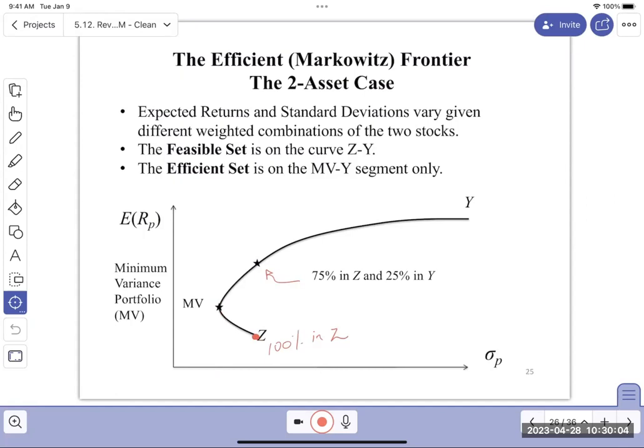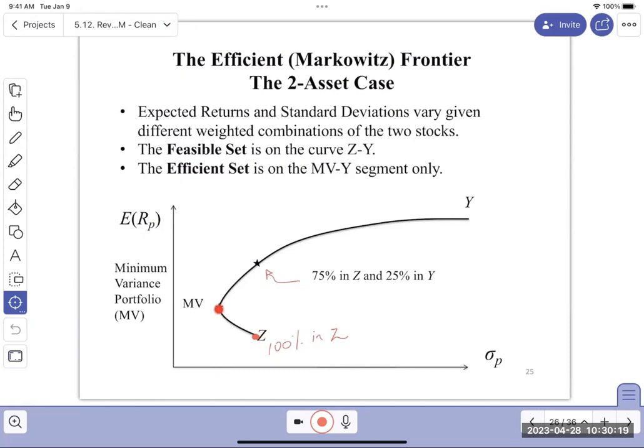Do you see how you do that? You take your equation for standard deviation and you take the first derivative and solve for the weights. You can do it. All right, but we're not going to do it.